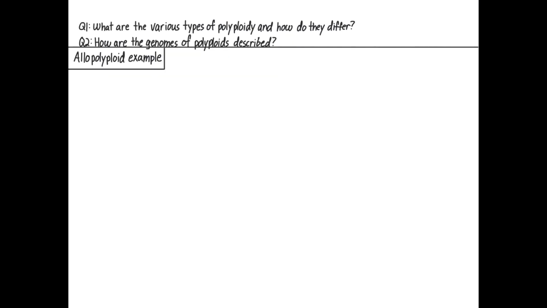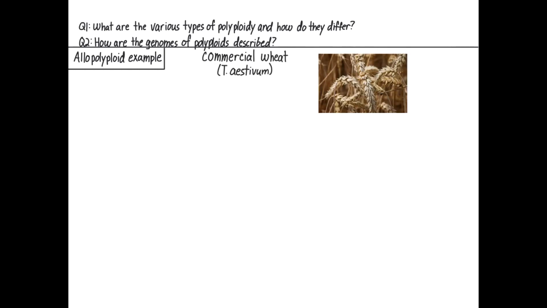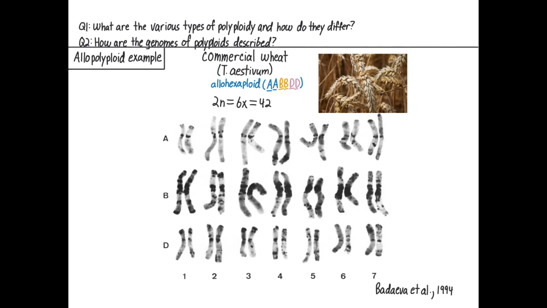Another example of an allopolyploid is wheat, which is an allohexaploid and is 2n equals 6x equals 42, and has the genome AABBDD. So when you're eating bread, most likely you're eating a hexaploid. Here is a karyogram of hexaploid wheat. There are many species of wheat, but this hexaploid species is the one that's most commonly grown for food.